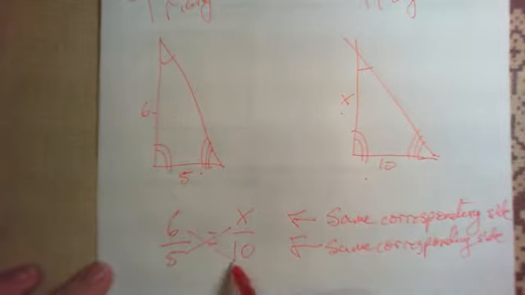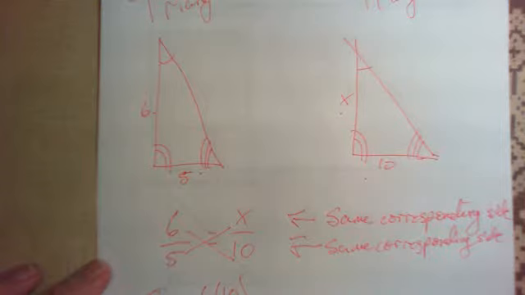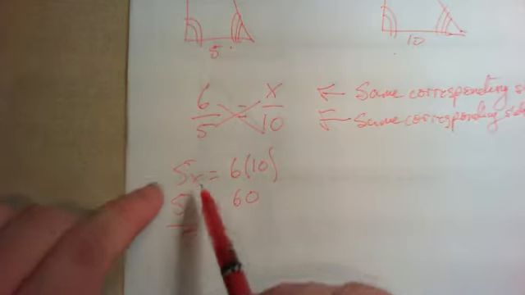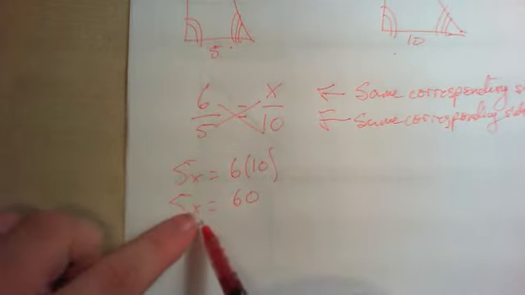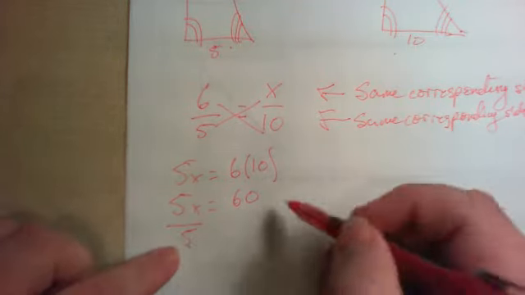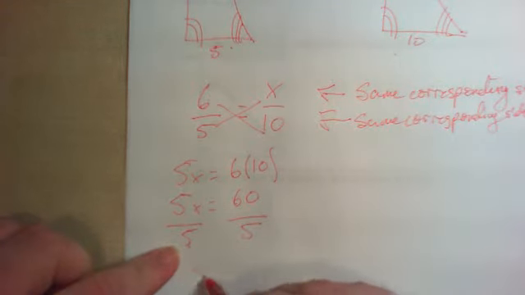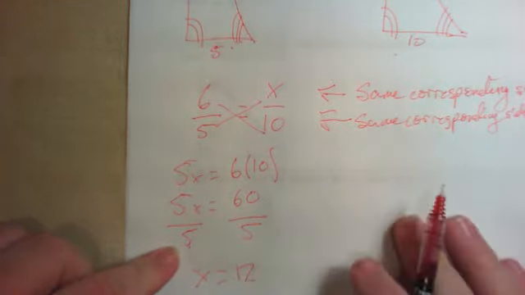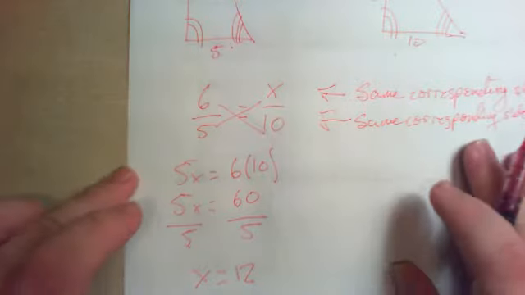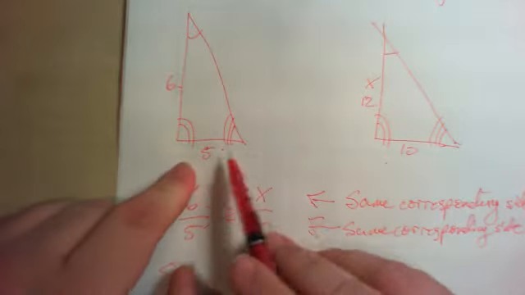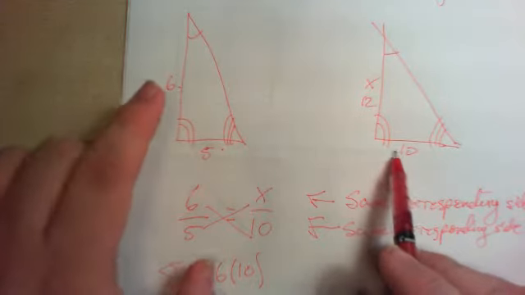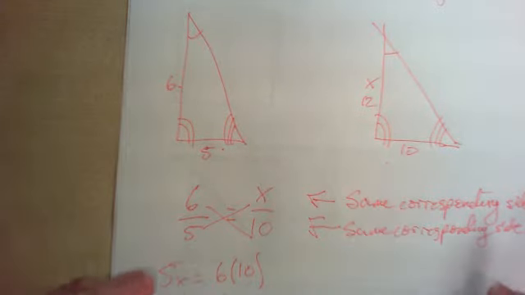So now I cross multiply, so I get 5x equals 6 times 10. 5x equals 60. You undo a multiply by dividing. So I undo 5 times x by dividing by 5 and dividing by 5, and you get x equals 12. And if you put 12 up here, that kind of makes sense because to get from 5 to 10, you multiply by 2. So if you multiply 6 by 2, you get 12.